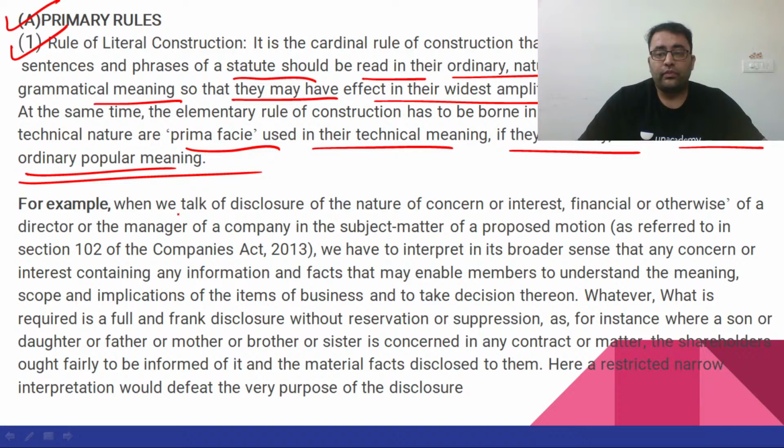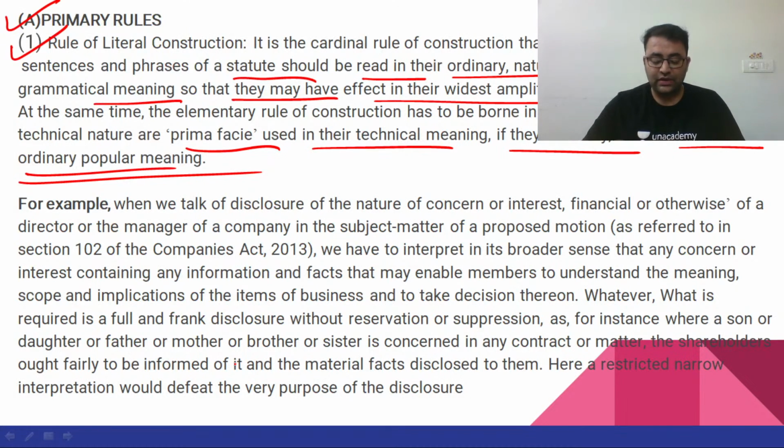What is required is a full and frank disclosure without reservation or suppression, as for instance, where a son or daughter or father or mother or brother or sister is concerned in any contract or matter, the shareholders ought fairly to be informed of it and material facts disclosed to them. Here, a restricted, narrow interpretation would defeat the very purpose. So now, see, this is a good example.